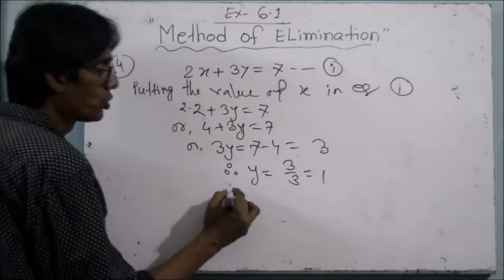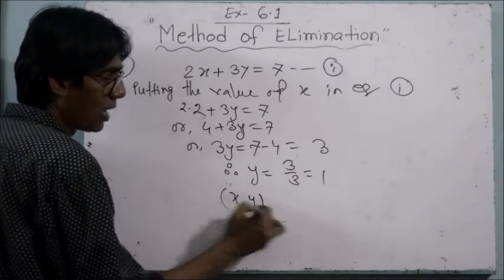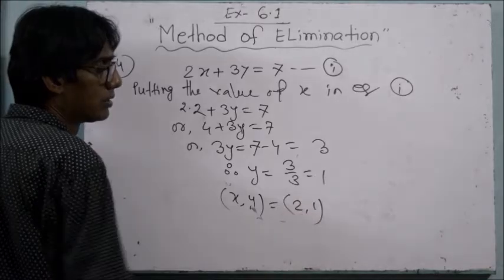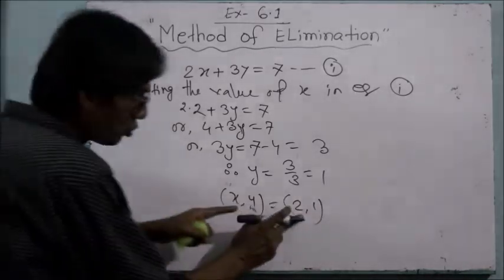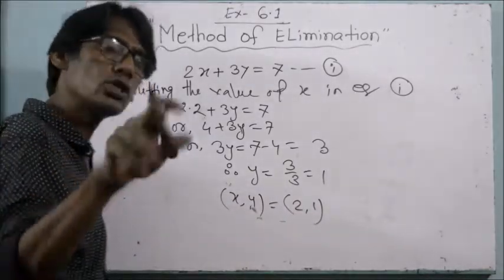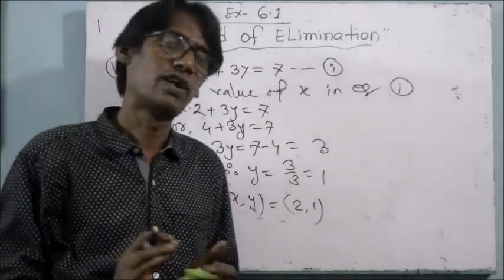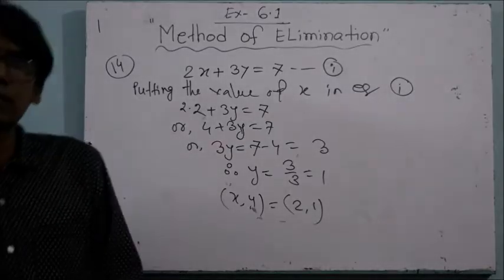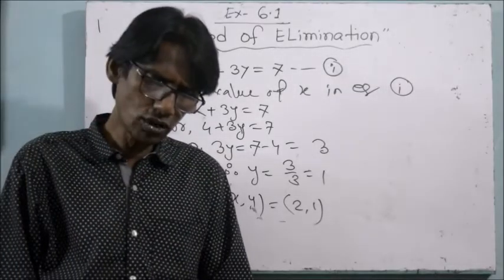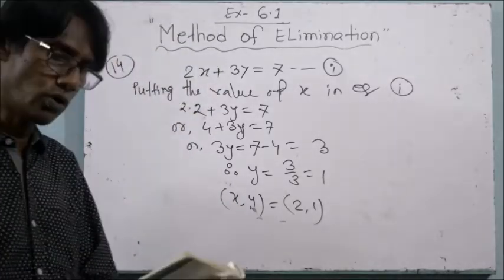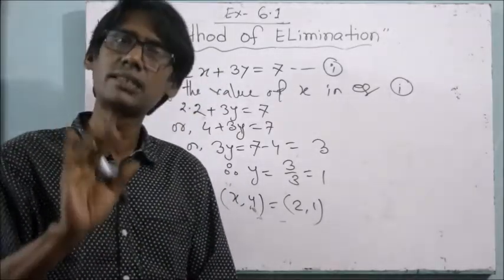So the required solution: x, y equal to 2, 1. Now apply these two variable values in both equations 1 and 2, then your result will be justified. So hope you understand the math. Now I will solve math number 17, because 15 and 16 are similar math.